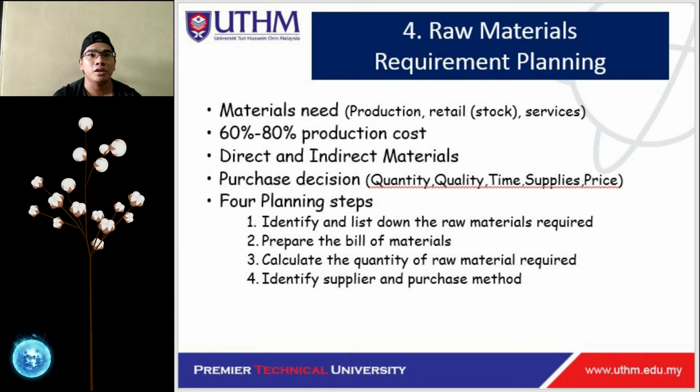Next, number 4, raw material requirement planning. Material needs, for example material needs for production, retail, stock and service, are 60 to 80% of production cost. Then direct and indirect materials. We can make purchase decisions, for example quantity, quality, time, supplies and price. Then last, 4 planning steps. First, identify and list down the raw material required. Second, prepare the bill of material. Third, calculate the quantity of raw material required. Fourth, identify supplier and purchase method.